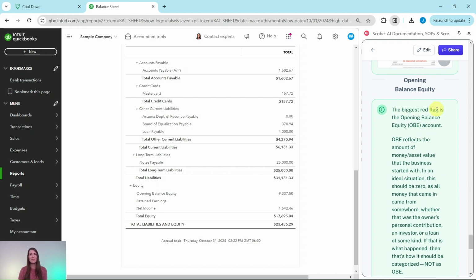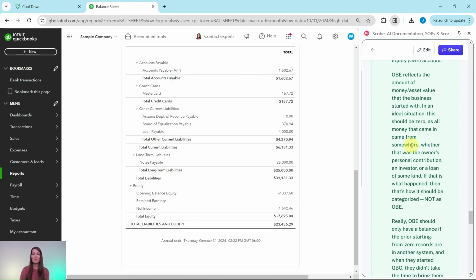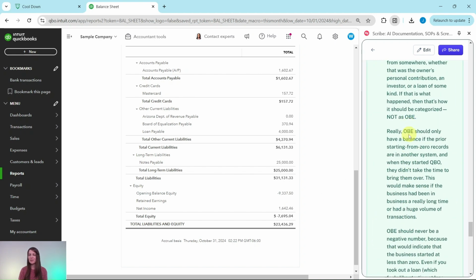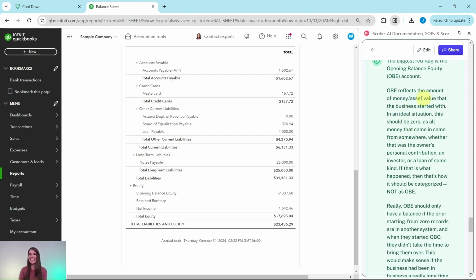Now, the biggest red flag is the opening balance equity, or OBE for short, account, which is showing right here. This is the equity section. And here we have that opening balance equity, and it's showing as negative $9,337.50. Now, this reflects the amount of money asset value that the business started with.